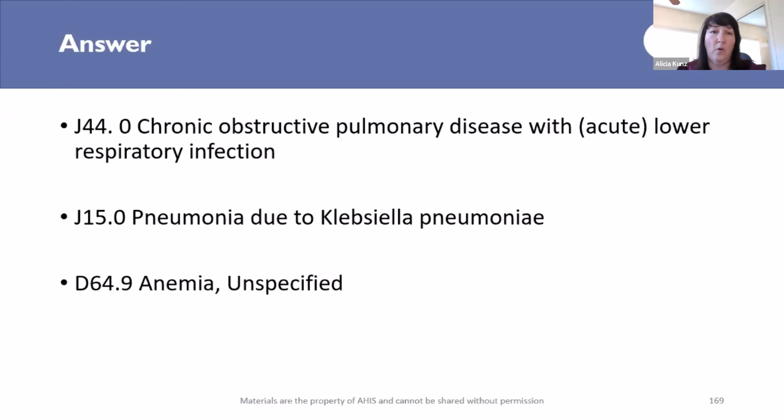And this whole exercise was to bring home that slide about how to code COPD with pneumonia. Remember, if they have COPD and an active pneumonia case, we want to use J44.0, COPD with an acute lower respiratory infection. Then we also need to code the pneumonia, and we have a combo code that tells us pneumonia due to Klebsiella. So we've got a nice combo code. And then anemia, we didn't know what type of anemia, so we use D64.9, anemia unspecified.